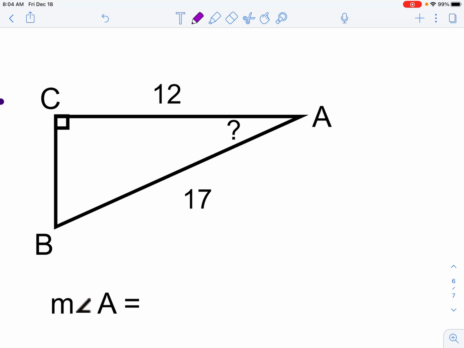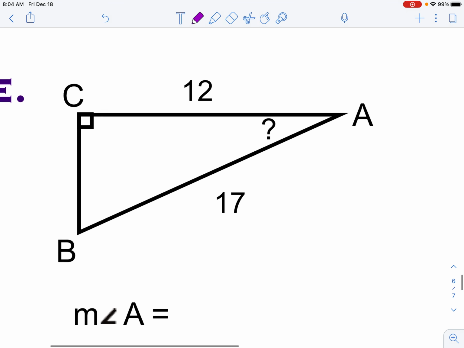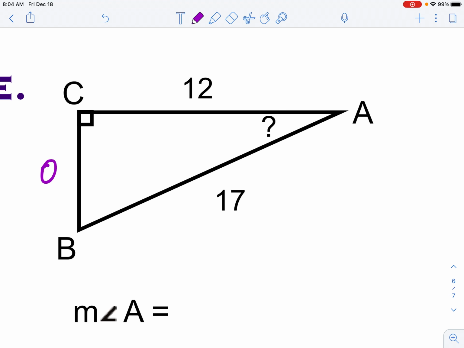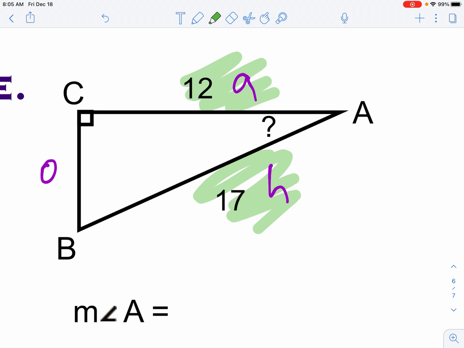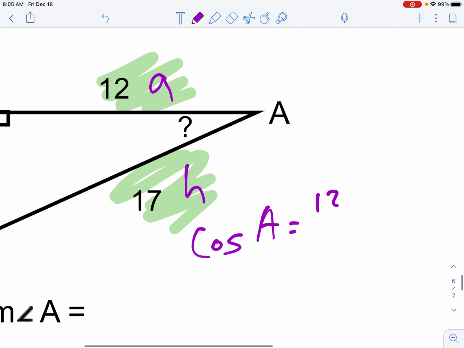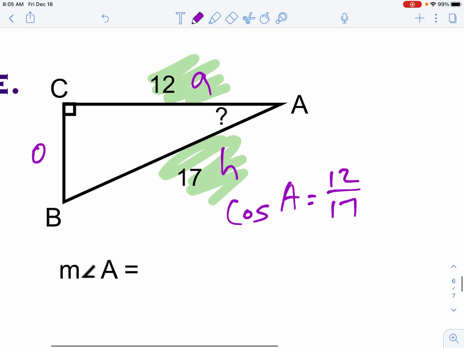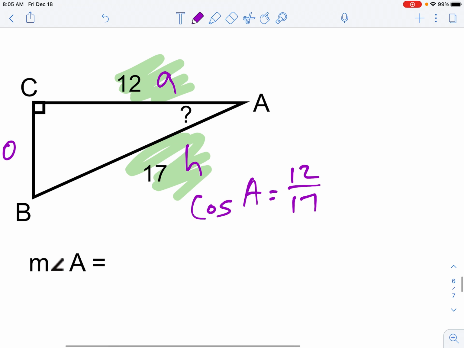Pause the video. I want you to do sine, cosine, tangent. Or sorry, pick out the trig function. So label it, pause the video, try it out. Opposite, adjacent, hypotenuse. They give us adjacent and hypotenuse, which is cosine. So the cosine of A is equal to 12 over 17. Type that into the calculator. Cosine inverse of 12 divided by 17.